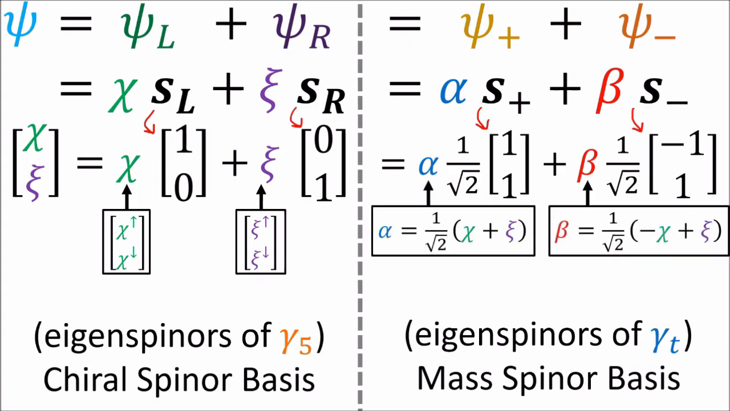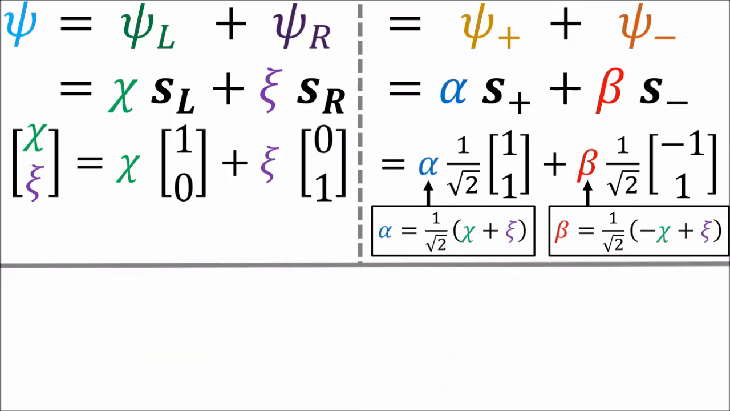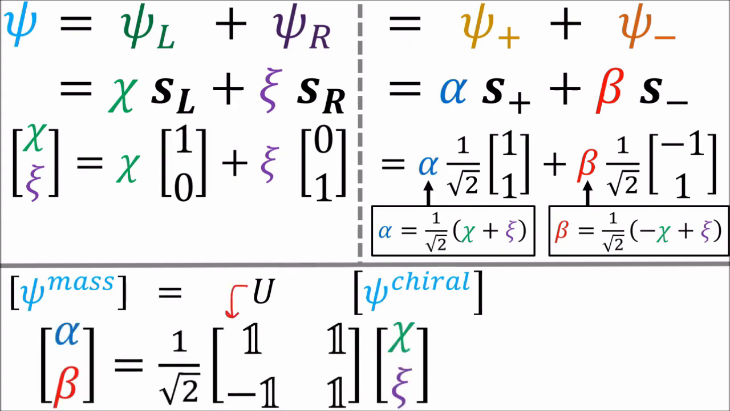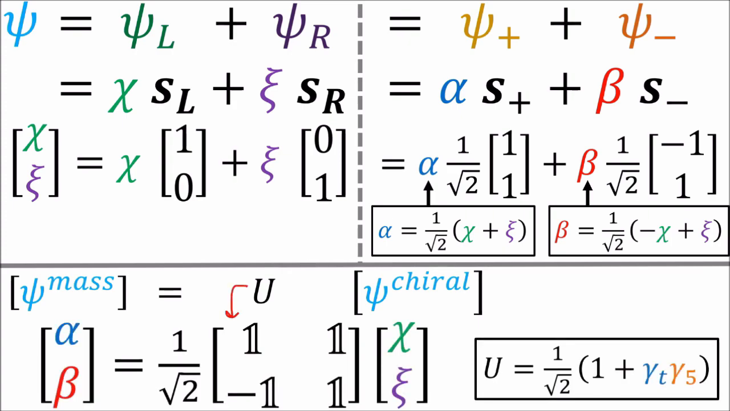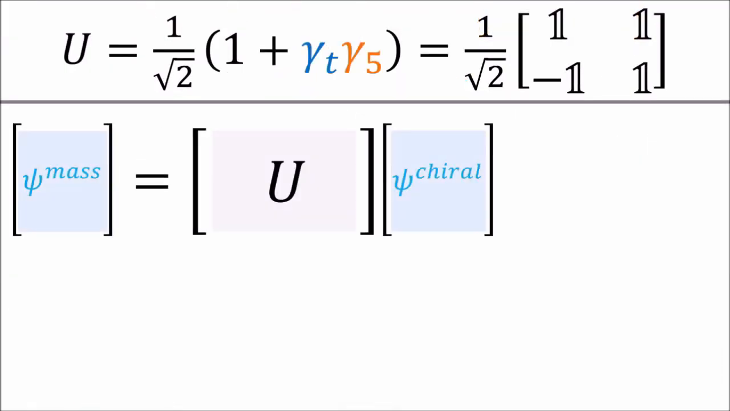For the mass basis and its coefficients, I've introduced factors of 1 over the square root of 2 for normalization purposes. We'll see in the next video that the plus component is related to matter, and the minus component is related to antimatter. So matter and antimatter are really linear combinations of left and right chiral spinors. The change of basis equation between the components in the chiral basis and the mass basis is given by this matrix U. So changing a column spinor from the chiral basis to the mass basis is done with a single-sided transformation with this matrix U.